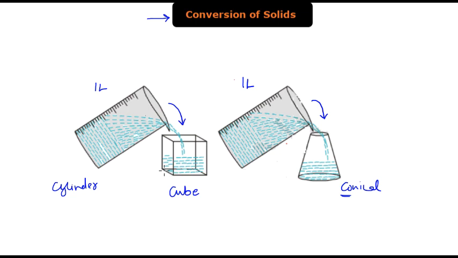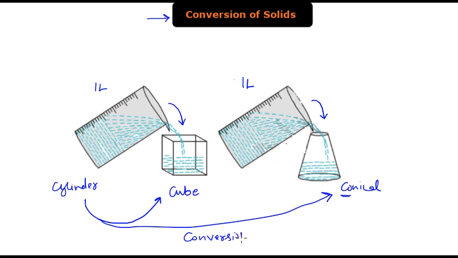So what's the idea? Why are we talking about pouring water, and how is this linked to conversion of solids? So the idea is this. Think about it: if you were to take any solid and melt it down, and then convert that solid from its original form into a new form, whether cubical or conical, this is called the conversion. What remains constant in this conversion process is the volume. Even though the shape and the size will change, it is the volume that remains constant.